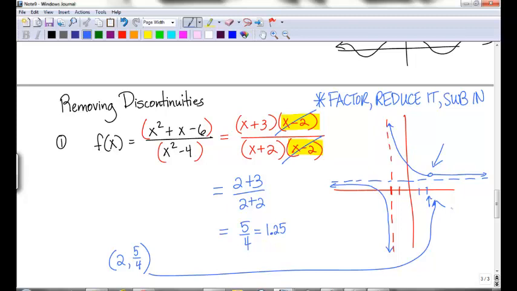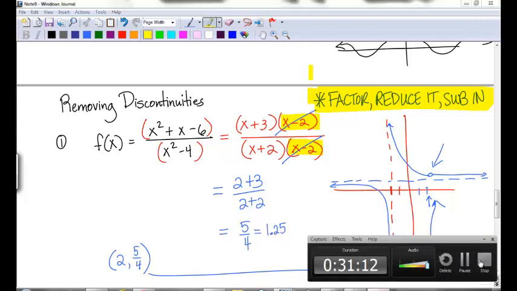So when they ask you to remove a discontinuity, I can't tell you enough in Calc how many times you've got to do factor it, reduce it, and sub in. That's as much as I'm going through on the notes on that section. Make sure you read that section.